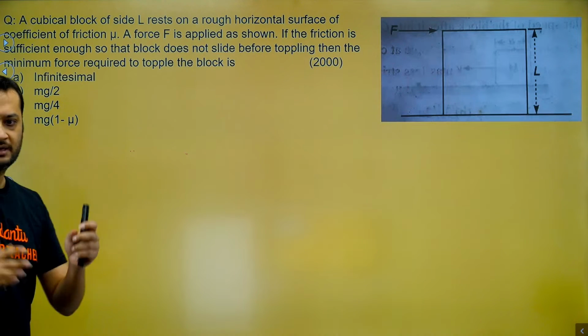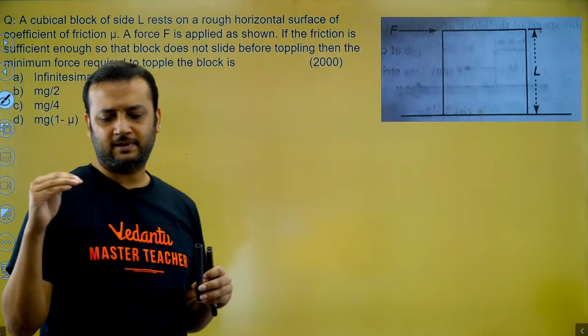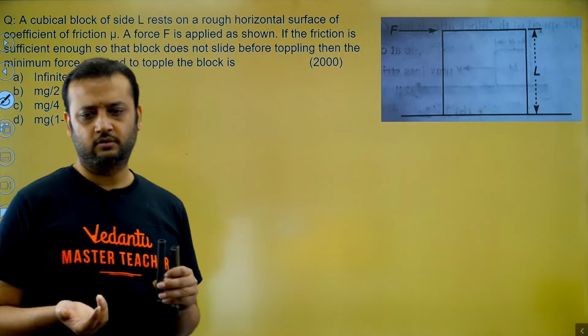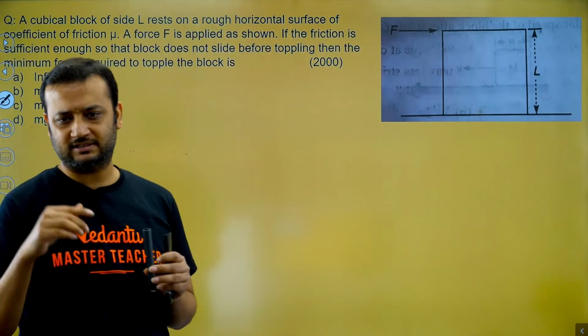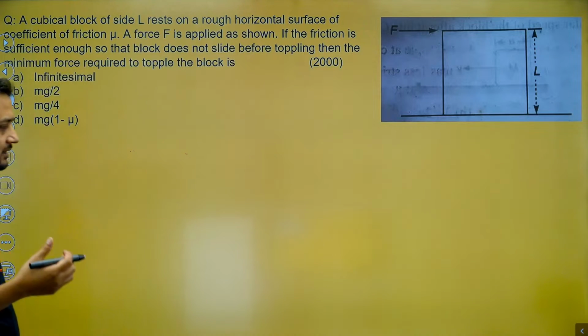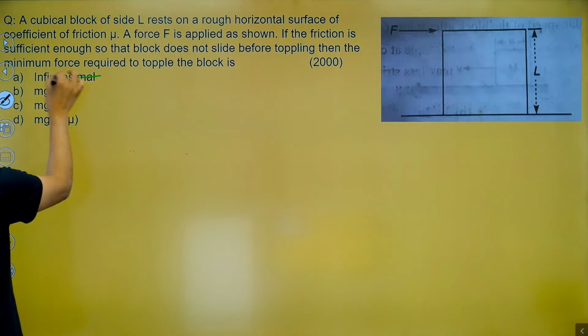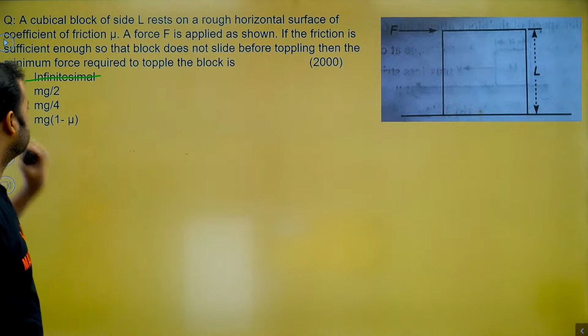It doesn't happen. Take a cold drink bottle and apply a very small force. Will it topple? No, it will not topple. For toppling you will have to apply a slightly larger force. So of course this is wrong. Option A is definitely wrong.